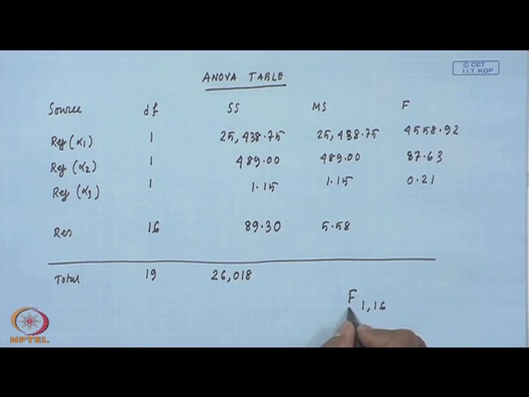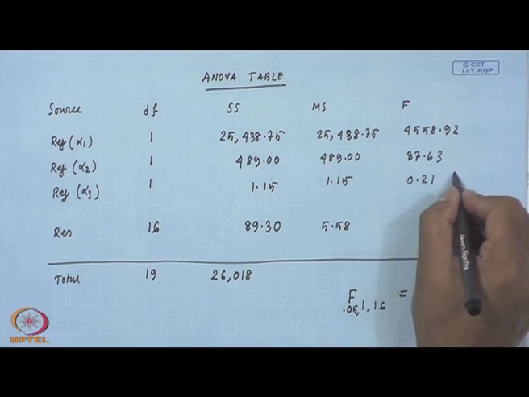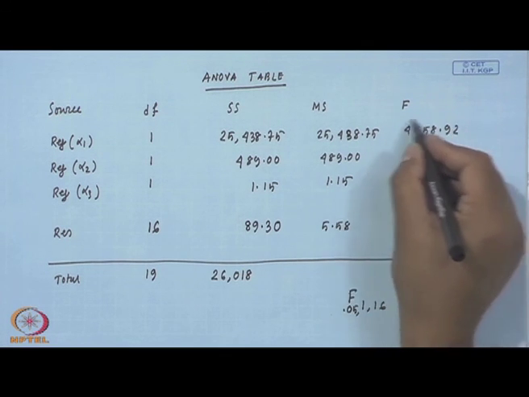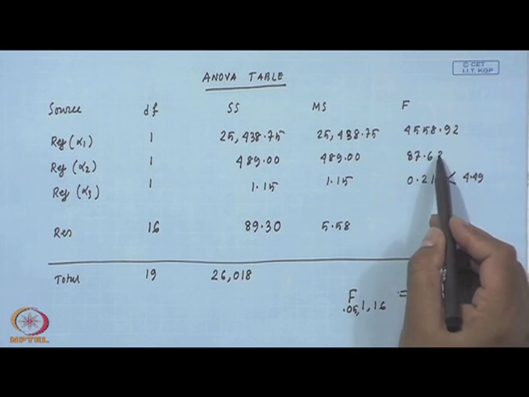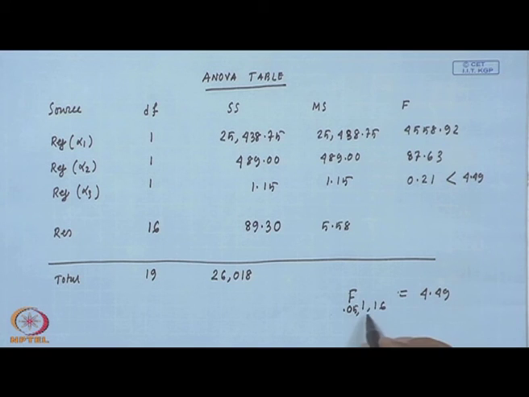Now you check the tabulated value of F 0.05, 1, 16, that is equal to 4.49. So, you can see that this one is much larger than the tabulated value, this one is also much larger than the tabulated value, but this one is smaller than 4.49. The meaning of this is that alpha 1 is significant, alpha 2 is also significant because the observed F value is greater than the tabulated F value.